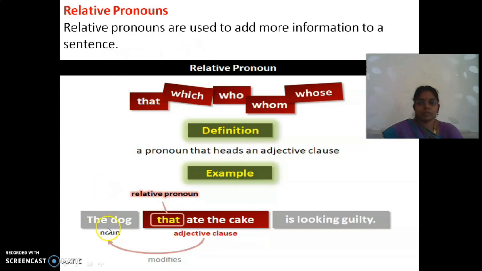Simply we can say, the dog ate the cake. But we are adding more information: the dog that ate the cake is looking guilty. We are representing the noun only. If you go through more sentences, then you will identify which is the relative pronoun. Very easily you will understand what a relative pronoun is. Good.